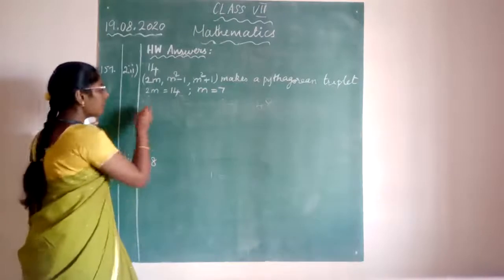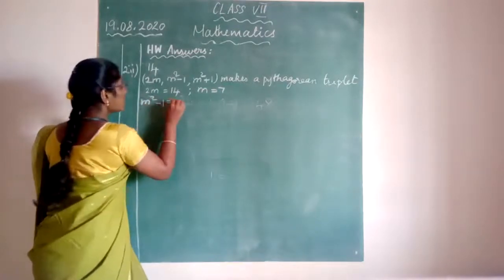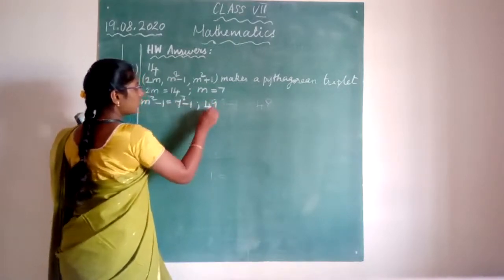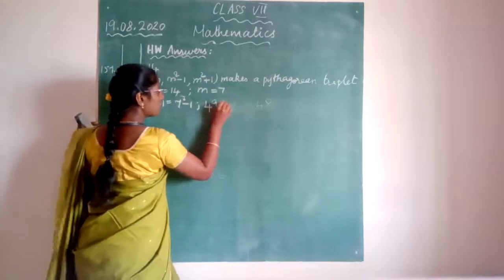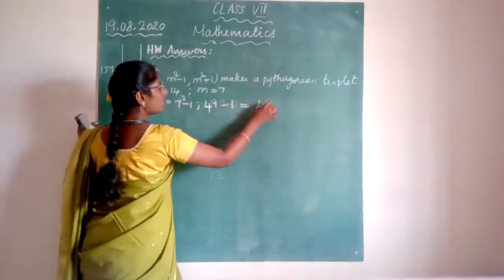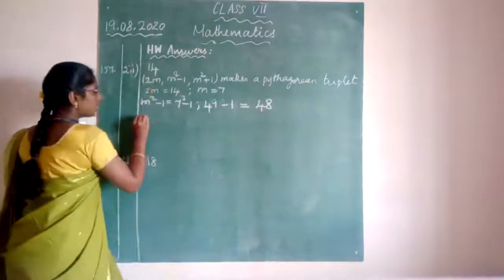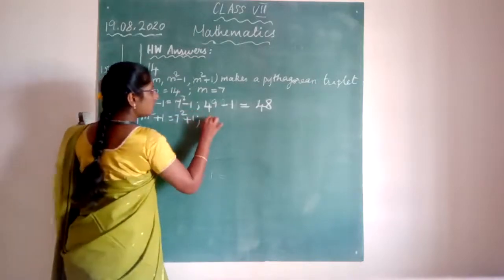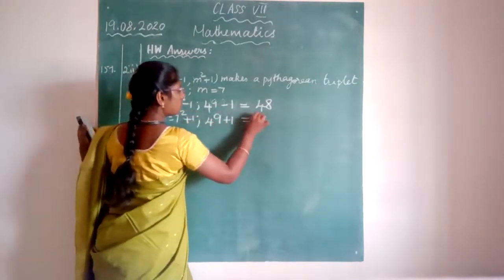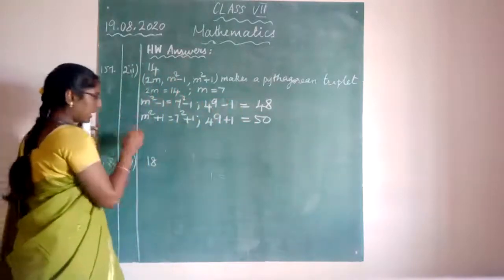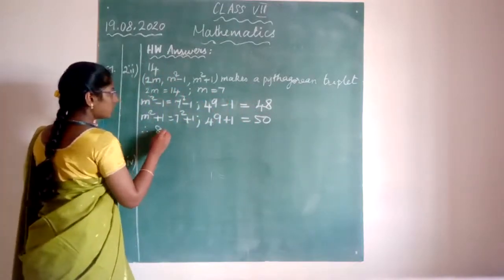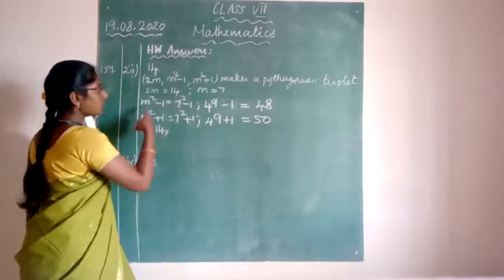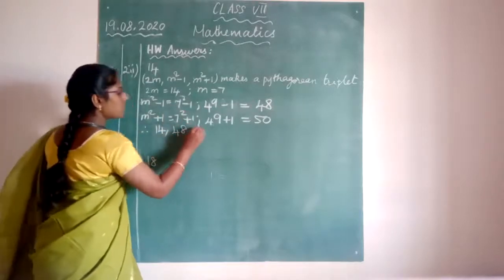Okay, then you have m square minus 1, that is 7 square minus 1, that is 49. 7 7s are 49. Okay, so 49 minus 1 is equal to 48. Okay, next we have m square plus 1, that is 7 square plus 1. Okay, so 49 plus 1, that is 50. So what is the value of 2m here? 14. Then m square minus 1 is 48. And m square plus 1 is 50.